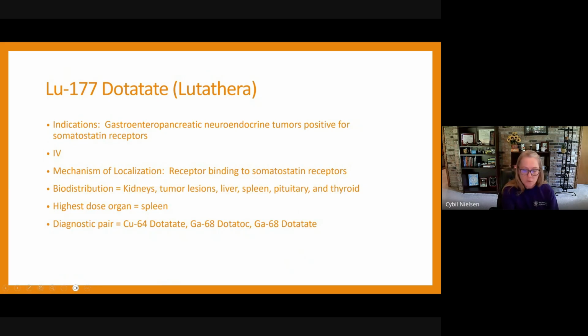Okay, so what do we do this for? Gastroenteropancreatic neuroendocrine tumors. Basically all the neuroendocrine tumors: paraganglioma, pheochromocytoma, neuroblastoma, all the endocrine tumors. Mechanism of localization is receptor binding. How do I know that? Because it binds to the somatostatin receptors.